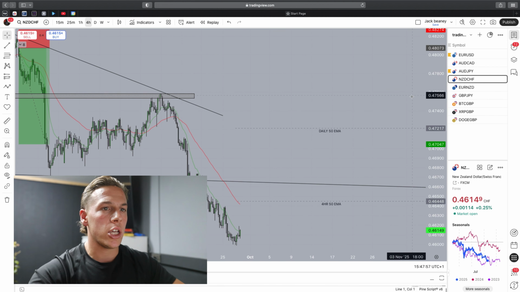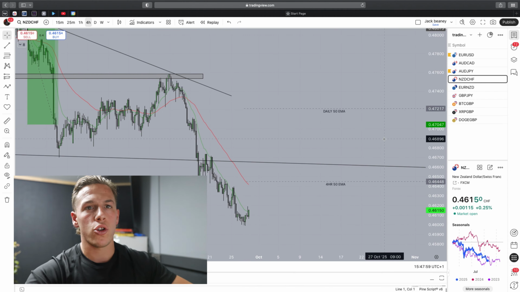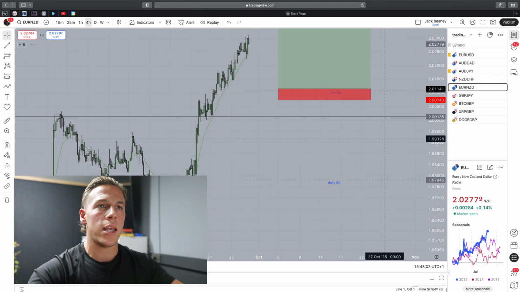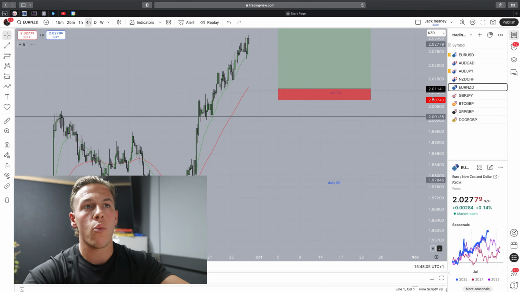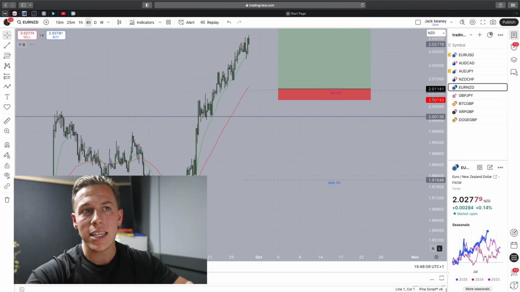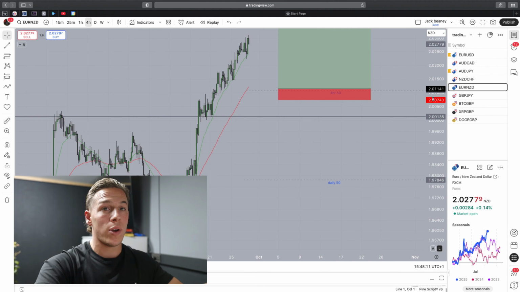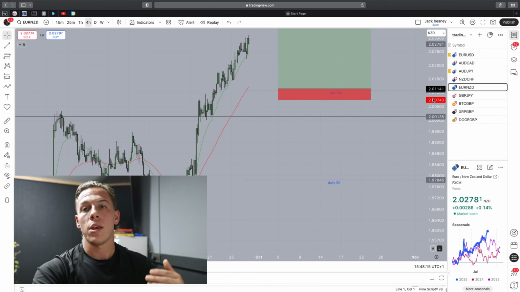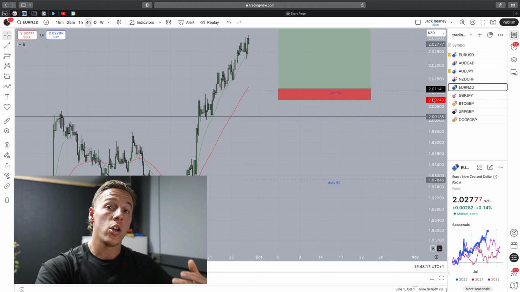So NZD/CHF again is different to what we just looked at on AUD/JPY, and following through on EUR/NZD, that now is 2.0114. So each currency pair is at a different price, and then also has a difference between the currency pairs themselves. So that needs to be calculated into the amount we risk and our lot sizes on our trading.